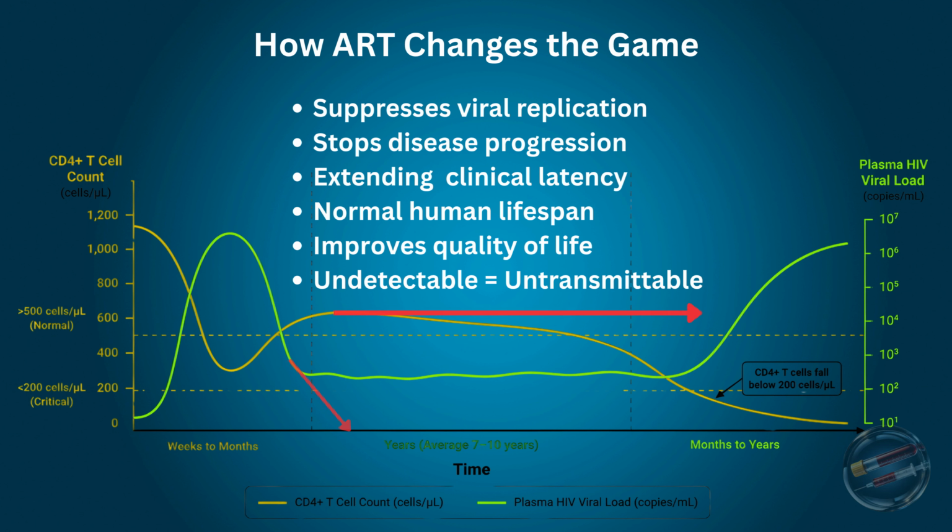Furthermore, this therapeutic success achieves the clinical standard of U equals U, or undetectable equals untransmittable. Specifically, when a patient's viral load remains undetectable for at least 6 months, their risk of sexually transmitting the virus drops to zero.